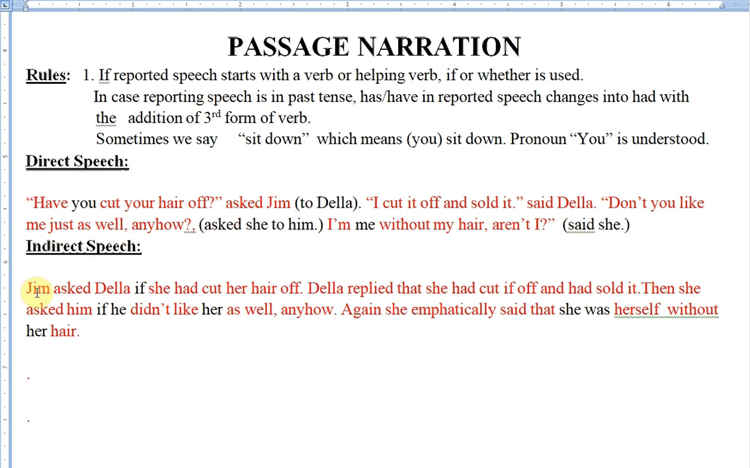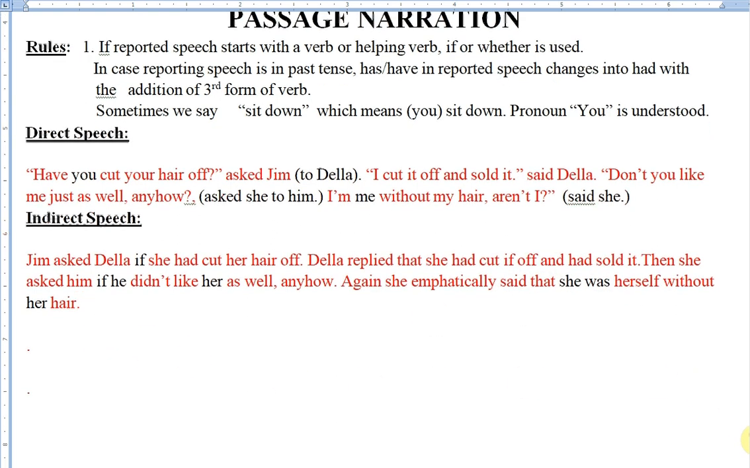Jim asked Della if she had cut her hair off. I think you must have understood it. Now I think it's okay. I have converted it from direct into indirect speech.